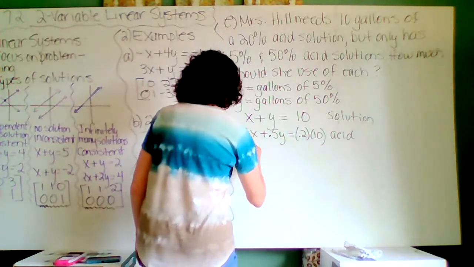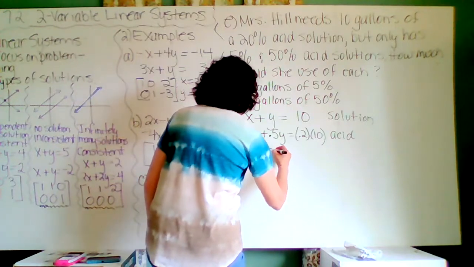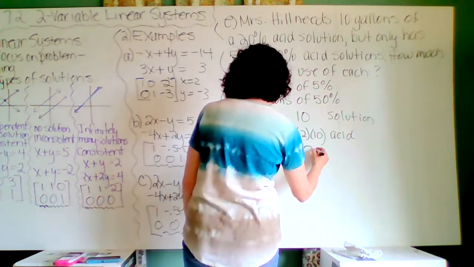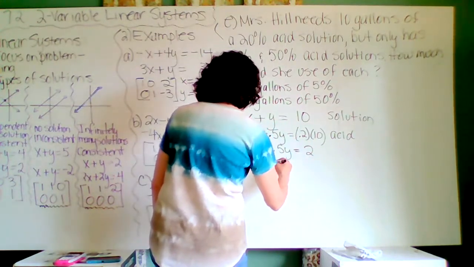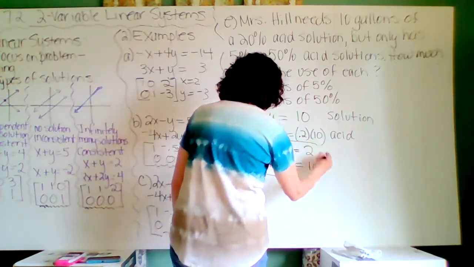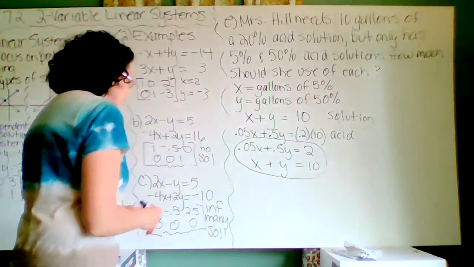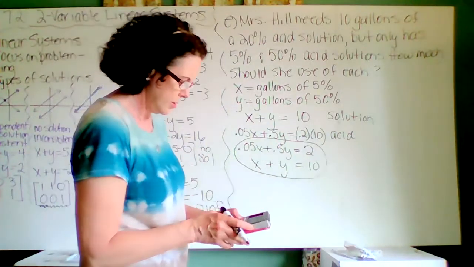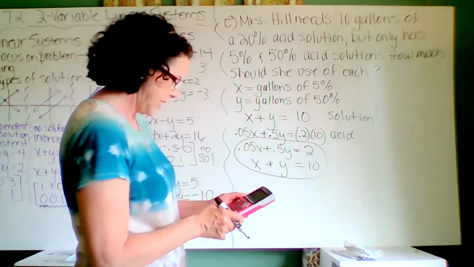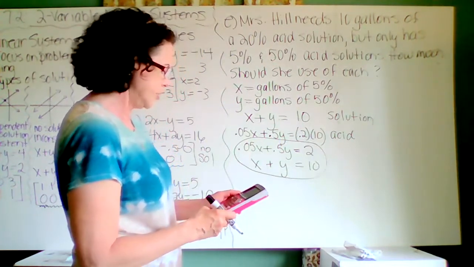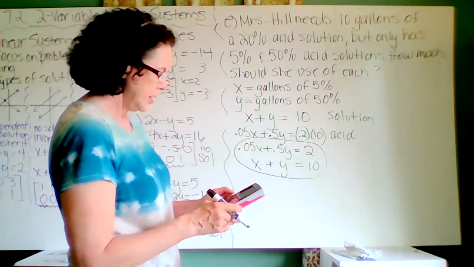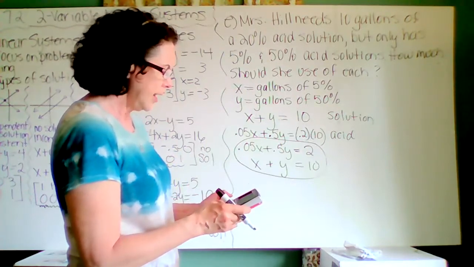Let's clean the second equation up a little bit. Right? So 0.2 times 10 is 2. So my actual system now that I will put into the calculator is right here. So let's go ahead and put this into the calculator under a 2 by 3. So we have 0.05, 0.5, and 2. And our second row is 1, 1, and 10. There we go. RREF.